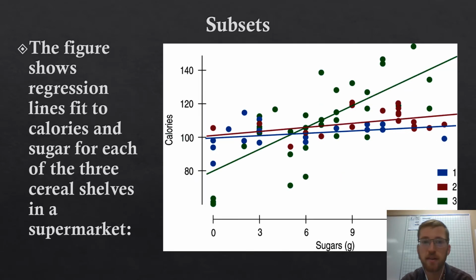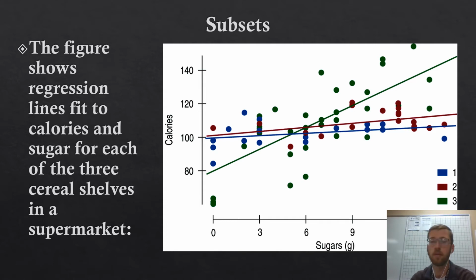So just as an example of this, in this figure, we have the calories and sugar for 3 different shelves of cereal at a supermarket. So if we look at the blue or line number 1, we see it's a relatively flat, not very high slope pattern, and same thing with the red on the second shelf. But if we look at the third shelf, so the third from the top, that's going to be our green one, and we see that has a much more significant rate of change.